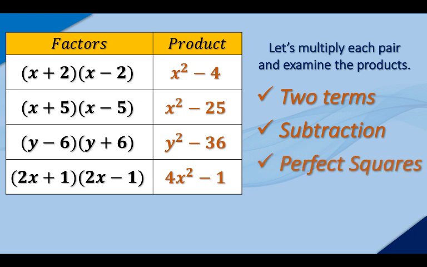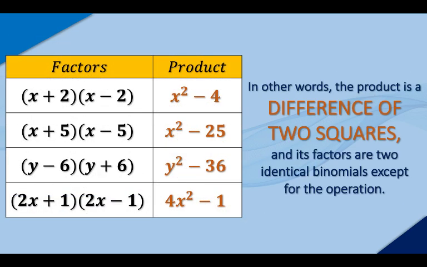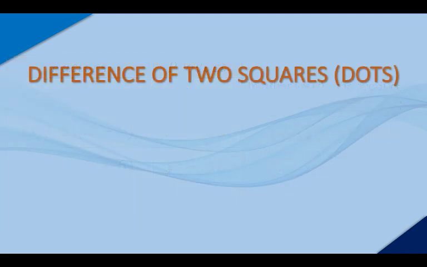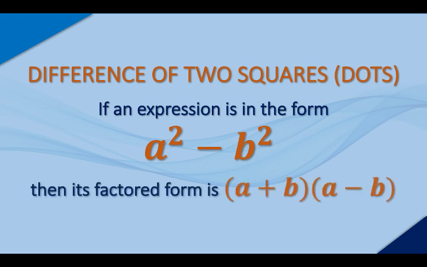Remember that perfect squares are numbers or expressions that are squares of other numbers or expressions. In other words, they may be written as something squared. That means that the product is a difference of two squares, and the factors of which are two identical binomials except for the operation. A difference of two squares then is a binomial in the form a squared minus b squared. In this case, the factored form of this binomial is a plus b multiplied by a minus b.